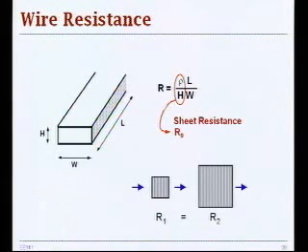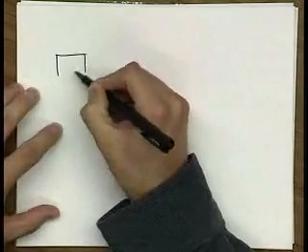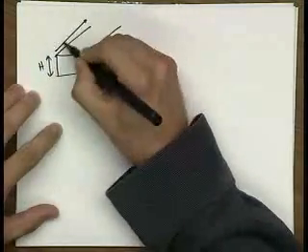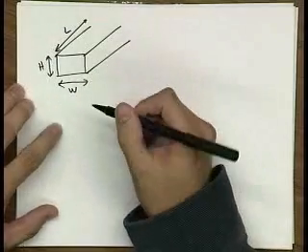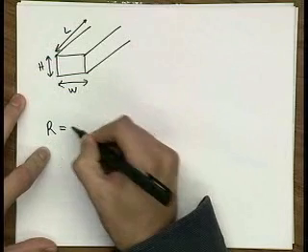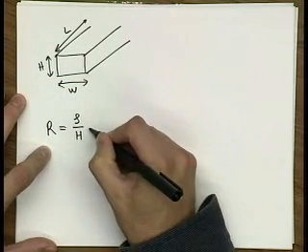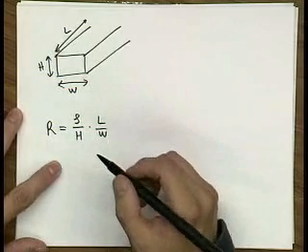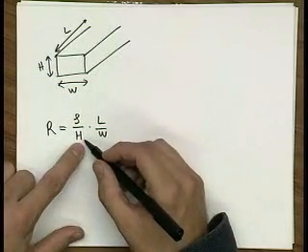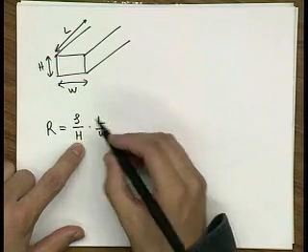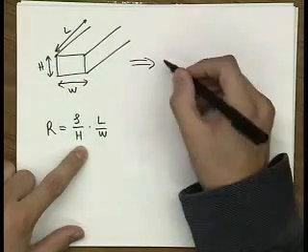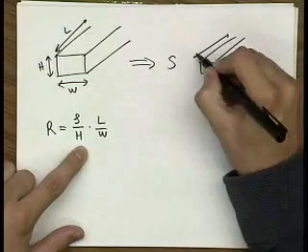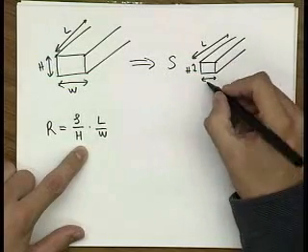So let's now see how this model scales with technology. This is the height of the wire, then going in this direction is L, and this is W. Then we have that R is equal to rho divided by H times L over W. And let's see now how this scales with technology. Let's assume first that we scale all the dimensions in the same way. So we apply the scaling factor S, and we get a new technology with all parameters shrunk in size by this factor S.